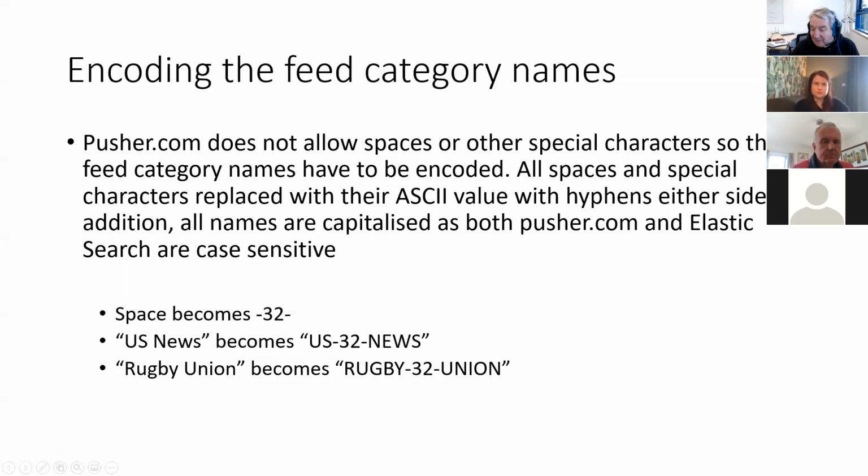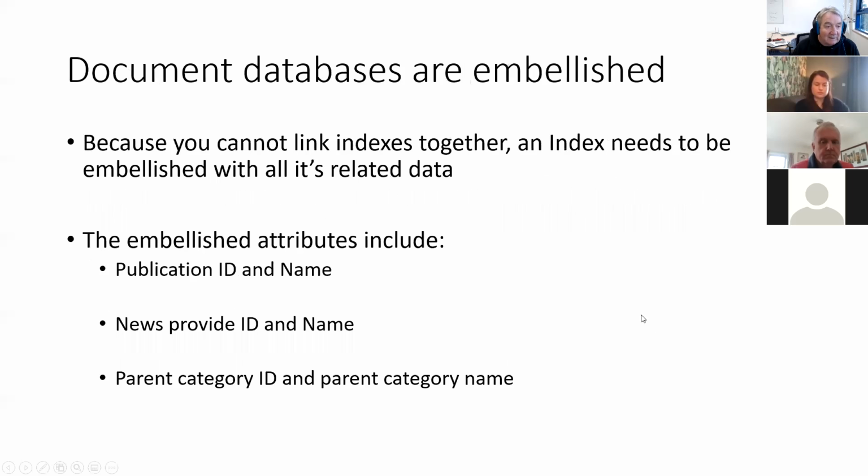Right, okay. So that's kind of important to know. The document databases have to be what we call embellished. In a relational database, you have links to various different tables, so you're trying to avoid duplicate content and too much content. But with document databases like Elasticsearch, you have to embellish it with everything you know about it, and the reason for that is it's not easy to link it to other things.